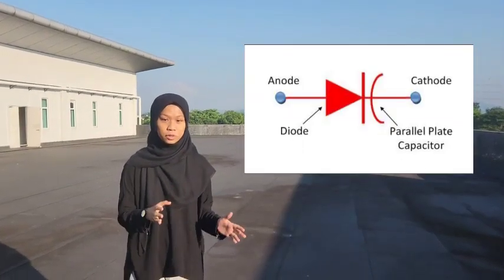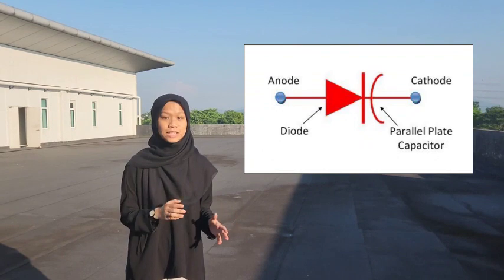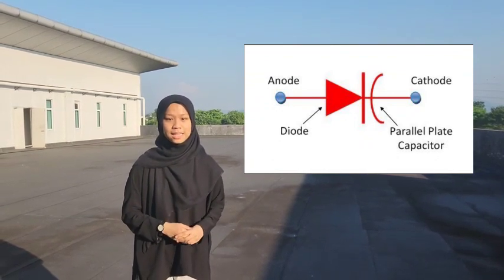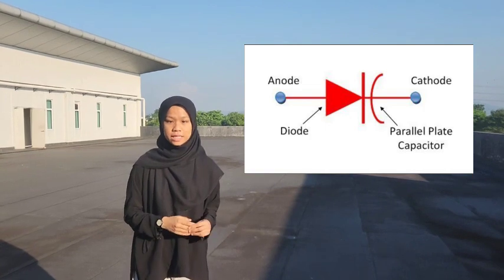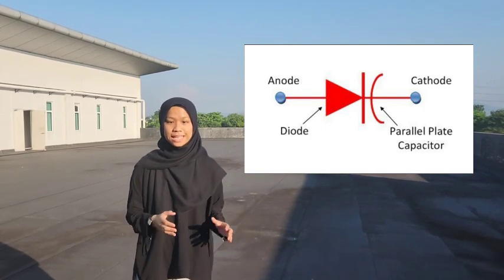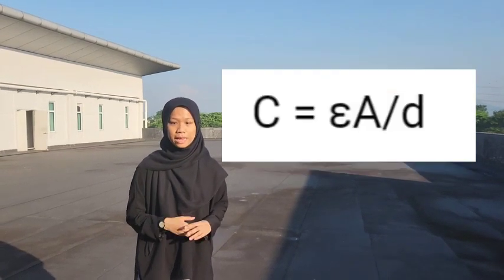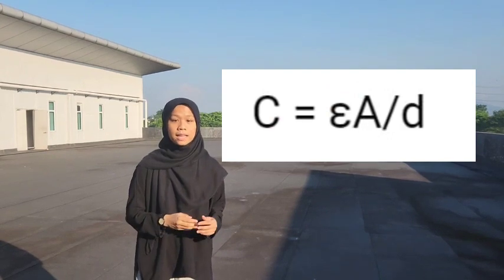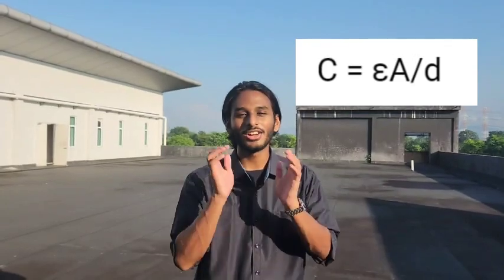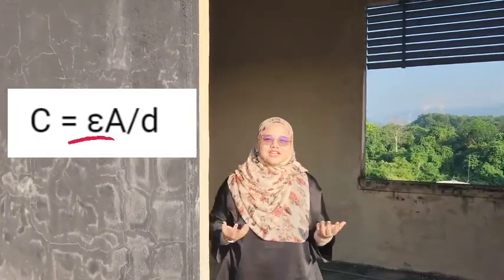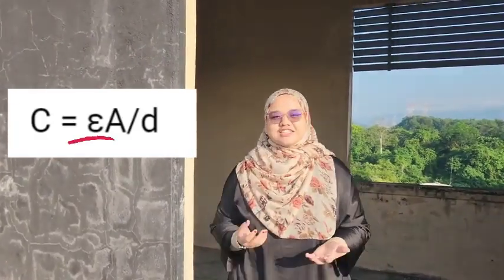The symbol above shows that the varactor diode operates to store charges, that is why it is always in the reverse bias state. When the diode is reverse biased, it will increase the width of the depletion region with the reverse voltage. We can change the capacitance of the parallel plate capacitor by using the formula C equals epsilon A over d. A is for the area of the plate. Epsilon is for the permittivity of the dielectric material. Small letter d is for the distance between the two plates.